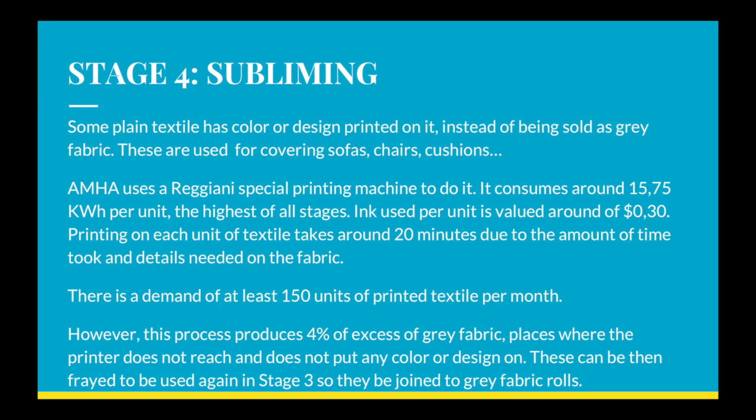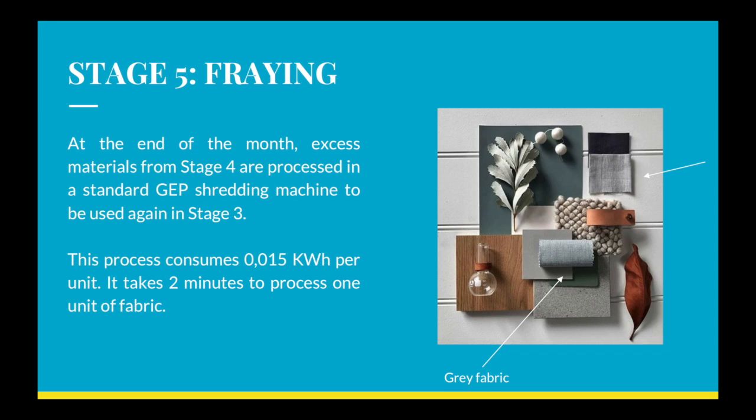The fourth stage is subliming. It consumes 15.75 kilowatts per unit, and it takes 20 minutes to put the color or design on each unit of fabric. There's a demand of at least 150 units of printed textile per month, but in this process there's an excess of 4% of gray fabric because the printer does not reach all of the textile, and ink use per unit is valued at 30 cents. The A6 textile is fraying in stage 5 to be sent back to stage 3, a process that consumes 0.015 kilowatts per unit, and it takes 2 minutes to fray 1 unit of fabric.